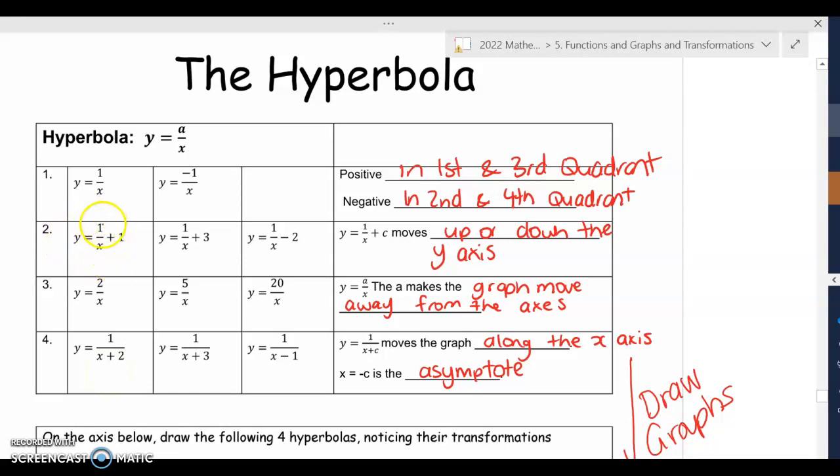Over here, we've got y equals 1 over x plus 1, y equals 1 over x plus 3, and y equals 1 over x minus 2. The only difference from these hyperbolas in our second row to our first one is we've added on a number or taken away a number, our plus c or our minus c. And what that plus or minus value does is move our graph up or down the y-axis, just like our quadratic or parabola did. If we're going plus 1, we're moving our normal hyperbola 1 up on the y-axis. If we're going minus 2, we're moving our normal hyperbola down 2, to minus 2 on the y-axis.